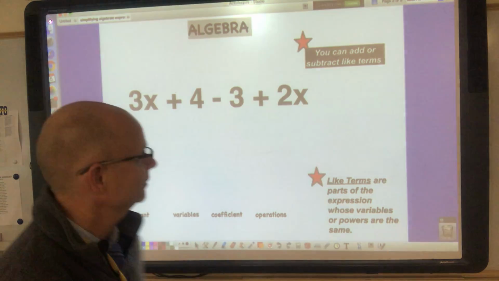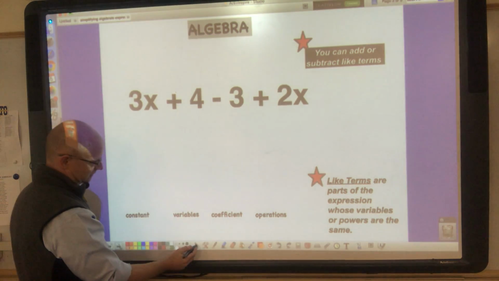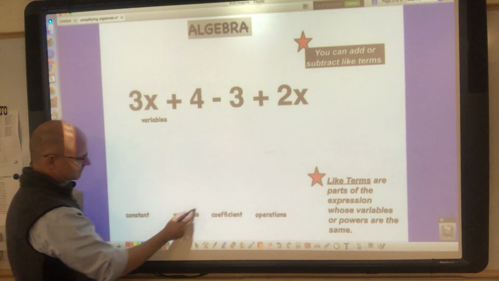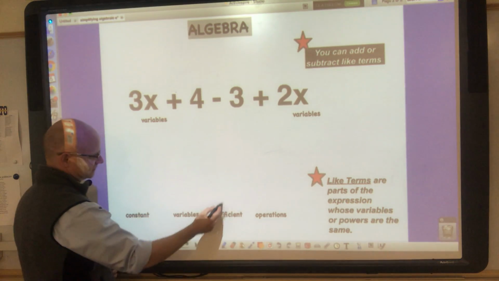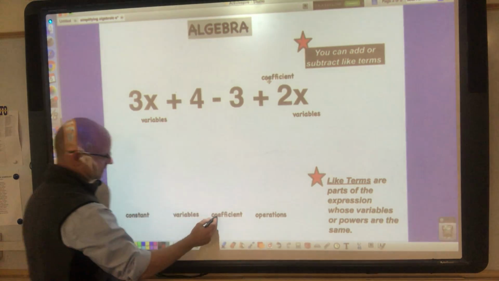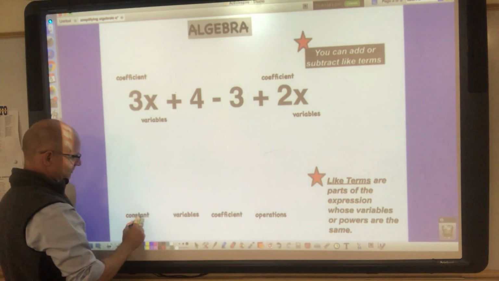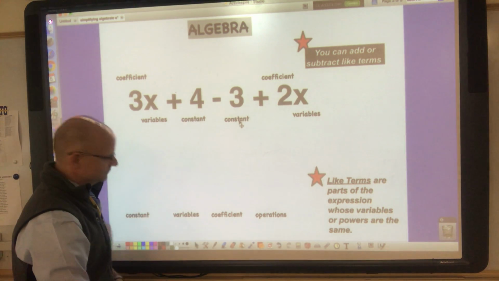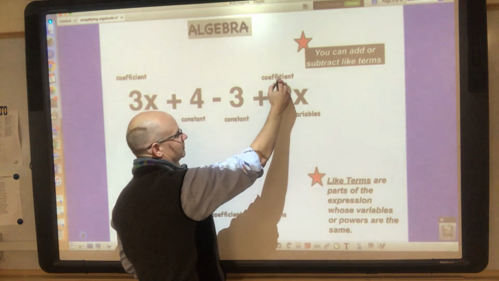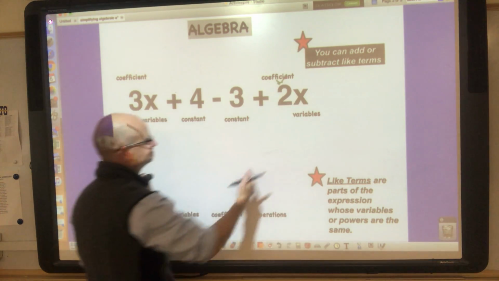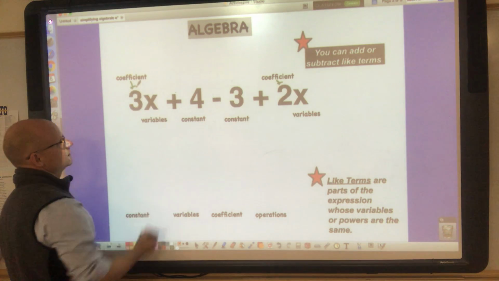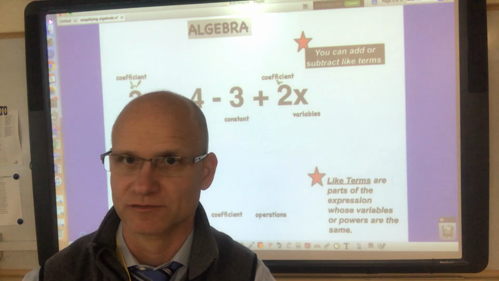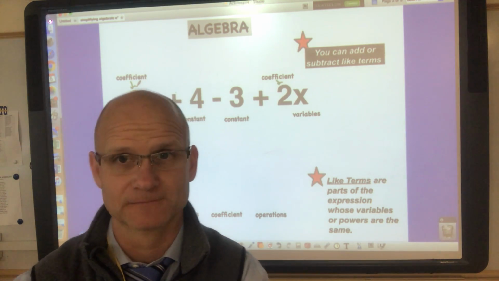Okay, so here we have an expression. In this expression, we have variables, like the x. We have coefficients, such as the 2 as well as the 3. And we have constants, okay? A coefficient is just a number before a variable. Constants are just that number. They have that value. 3 is just 3, okay?